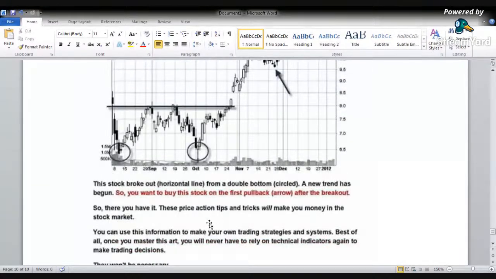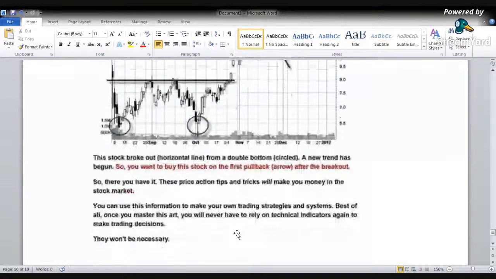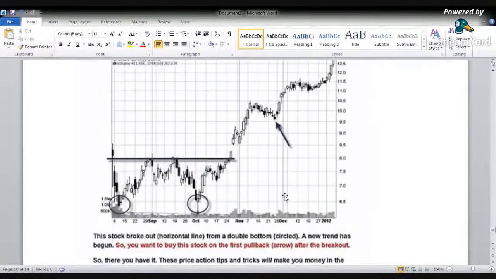So these price action tips and tricks will make you money in the stock market. Okay? You can use this information to make your own trading strategies and system. Okay, once you master this art, you will never rely on technical indicators again to make trading decisions. Okay? I will show you one of the example is the Manila Water. We will see Manila Water.